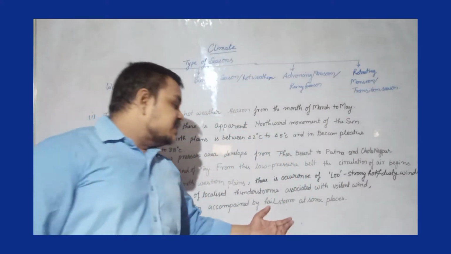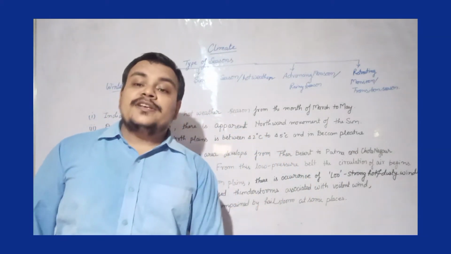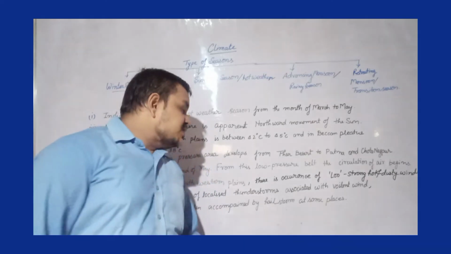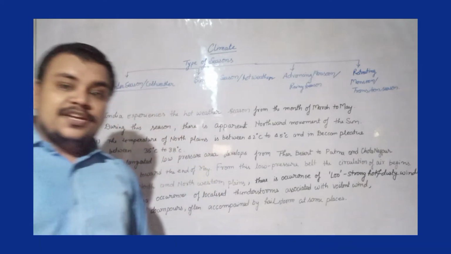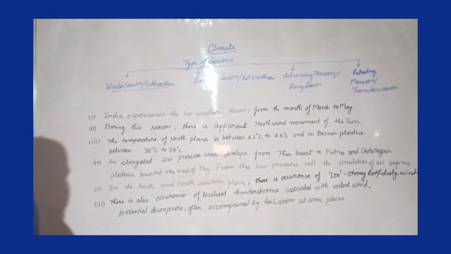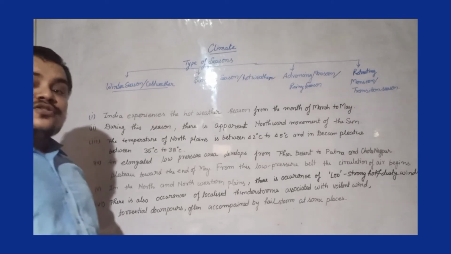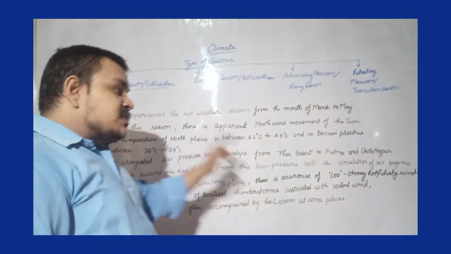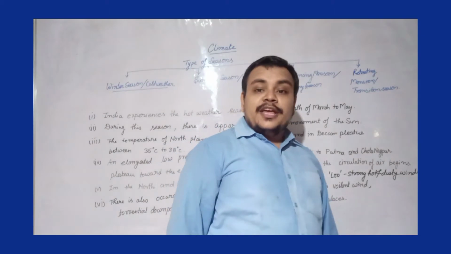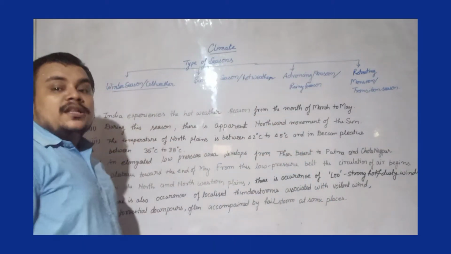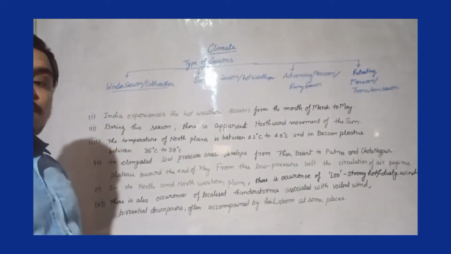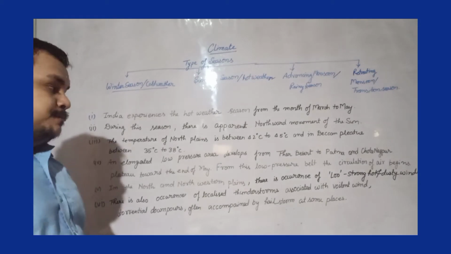Its best example is West Bengal. Generally, this type of hailstorm is faced in the West Bengal region. Another one is in North India, where there is a common occurrence of dust storms. This dust storm comes in our area mostly in the month of May.